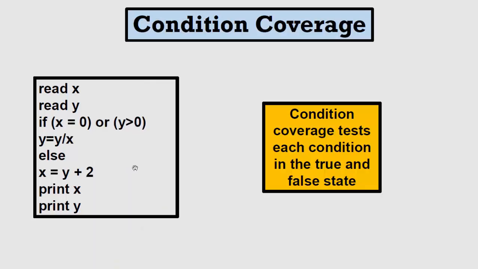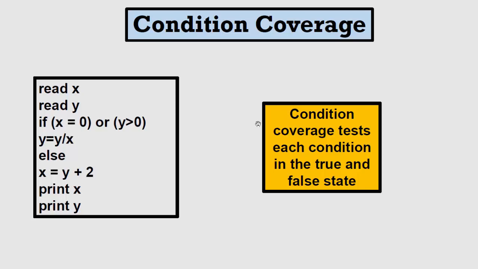So what does this mean? This means that in some cases decision coverage is not enough. Okay? So this is why we need condition coverage. Condition coverage tests each condition in the true and false state. What is the difference between condition and decision? Decision is like this if, okay? If yes or no. But the decision itself can have many conditions inside it. This decision has two conditions, which are x equals 0 or y greater than 0.